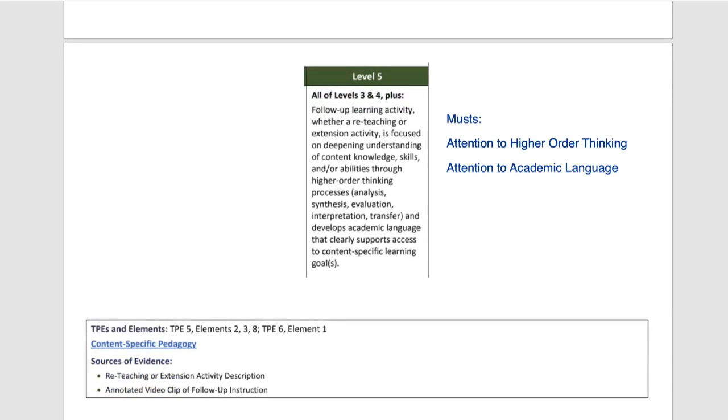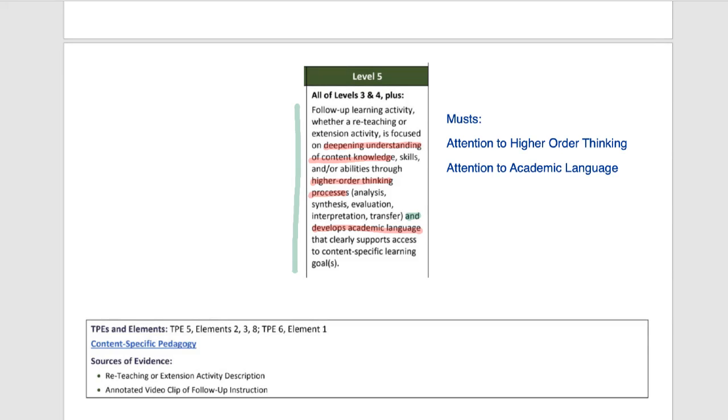Okay, to be ambitious, we could think about level 5 now. All of levels 3 and 4 plus. Let's look at this block together. A follow-up learning activity, whether a reteaching or extension activity, is focused on deepening understanding of the content knowledge, skills, and/or abilities through higher order thinking processes: analysis, synthesis, evaluation, interpretation, or transfer. And always with the "and," so be ready for the "and": develops academic language that clearly supports access to content-specific learning goals. This one's pretty straightforward.